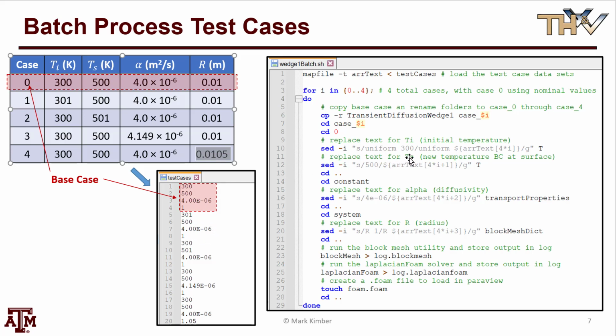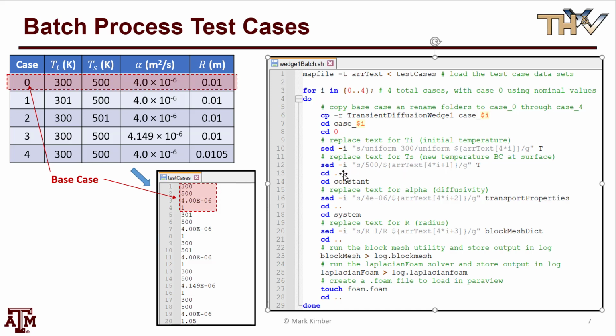And then I also want to replace, for the surface temperature, since I have that new boundary condition, I want to look for the phrase 500, and I want to replace that with something from that R text vector, and it's going to be element 4 times I plus 1. Whatever this one was, I want to take the next one. And so for I equals 0, it's the first element. For I equals 1, it's the fifth element.